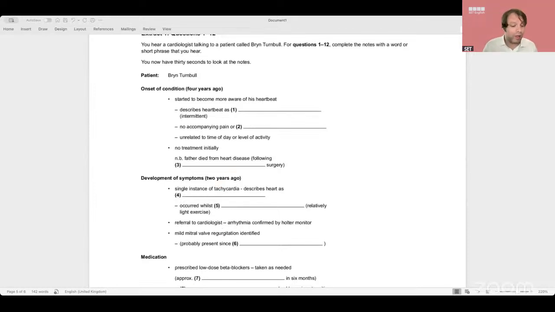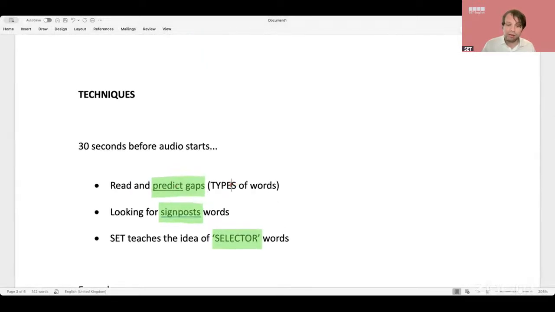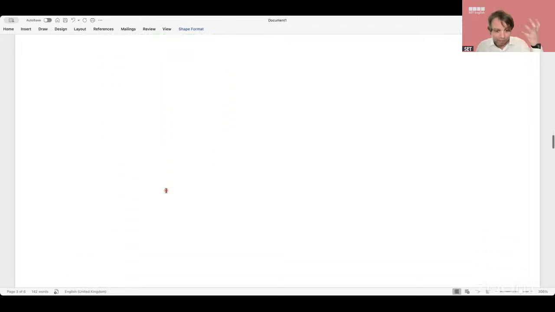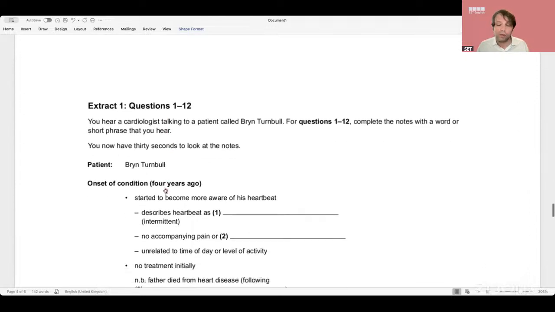And we know what we're listening for because of categories, types. We read the notes and we predict the gaps. It's very, very useful. Otherwise, we don't know what the answer is. Is it wife? Is it 3 to 4 days? Is it not working? We don't know. So the gaps help us know what we are listening for. What's the reason for listening?